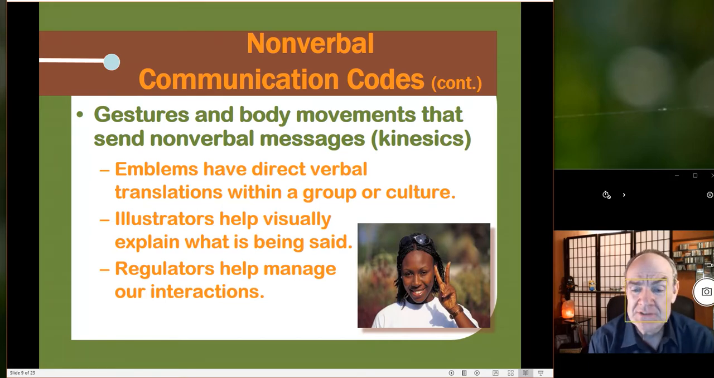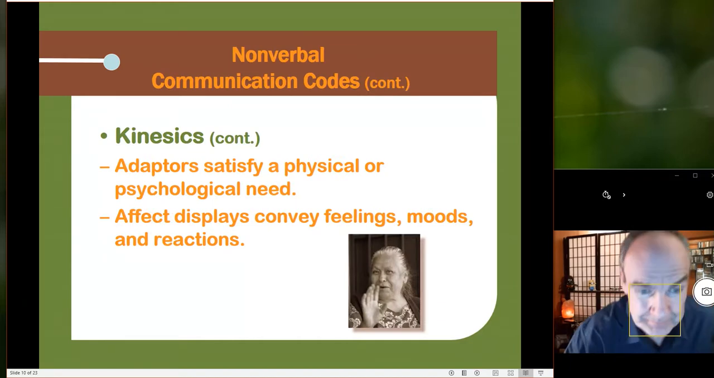Illustrators help visualize what we're saying. These PowerPoints are illustrators, a nonverbal signal. And regulators are managing our interaction. A regulator like nonverbal, like we talked about, like, what do you think about this? As you're leaning forward, it shows them that you want to hear, you're interested in what they have to say. Or, I do this a lot, ADD, I'm like, come on, come on, get done, get done, because I know what they're going to say, or I don't care what they're going to say.